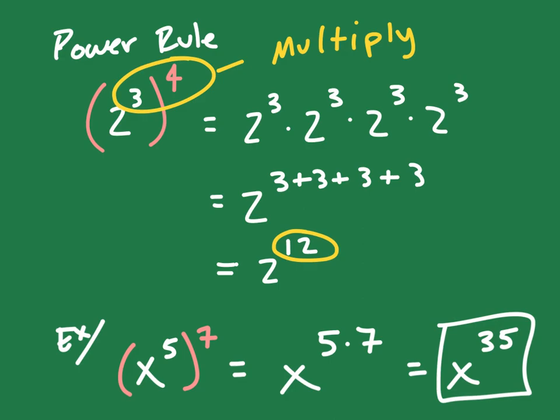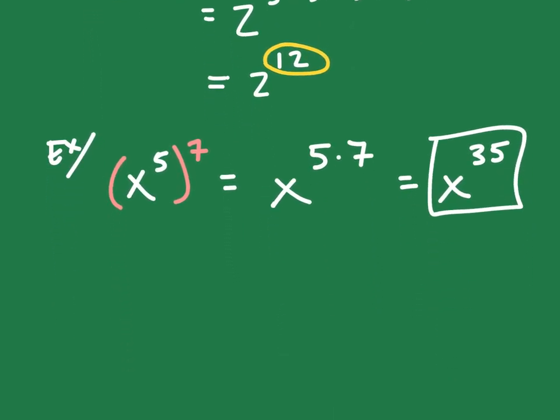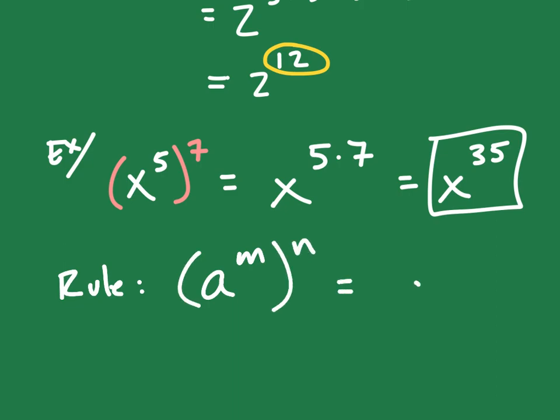So when you have a power to a power, all right, the power rule, or an exponent raised to another exponent, you multiply your exponents. So your rule that we have for this is that if you've got some number a to the m and you raise that to the nth power, then you multiply your exponents and you write that as a to the m times n power. All right?